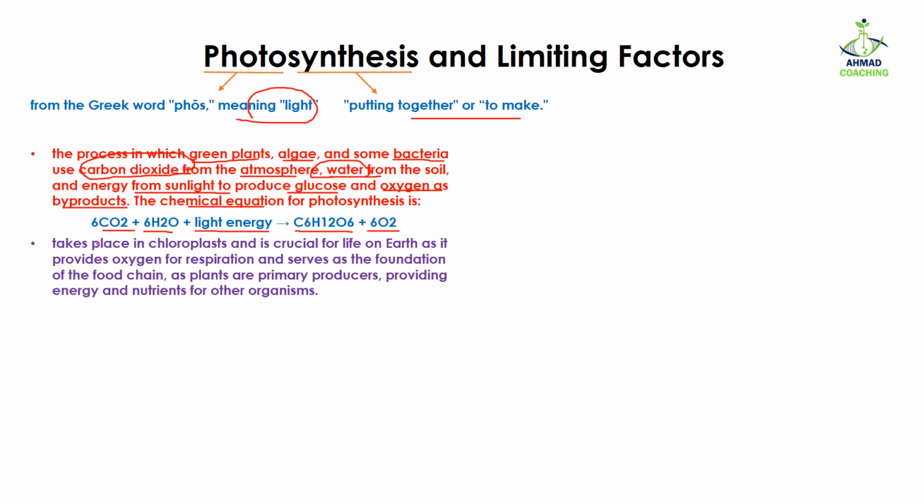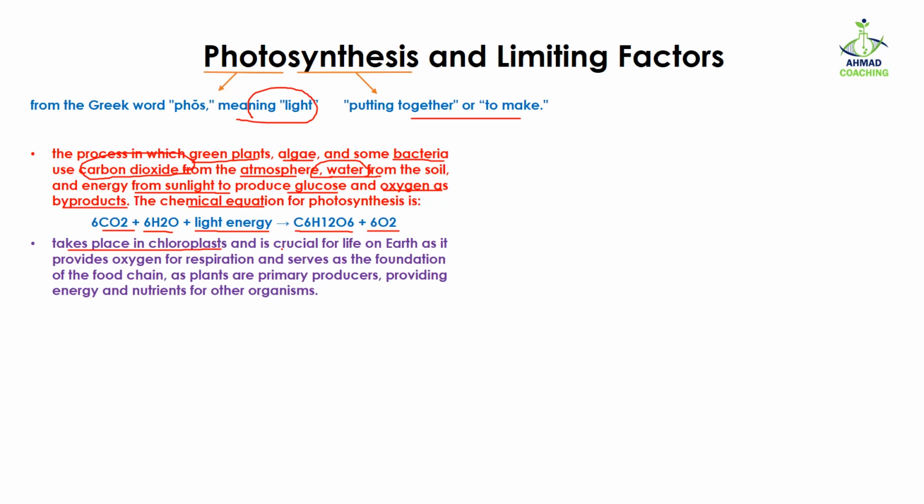The process of photosynthesis takes place in the chloroplast, which is an organelle present specifically in the leaves of the plants, and it is absent in animal cells. That's why animal cells cannot perform photosynthesis.